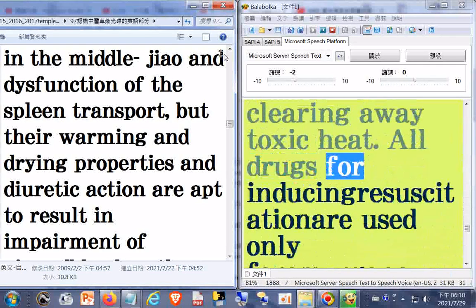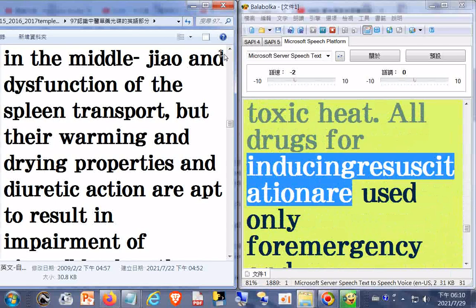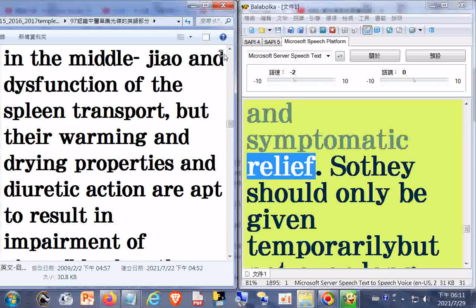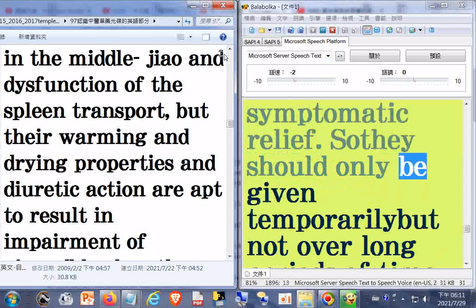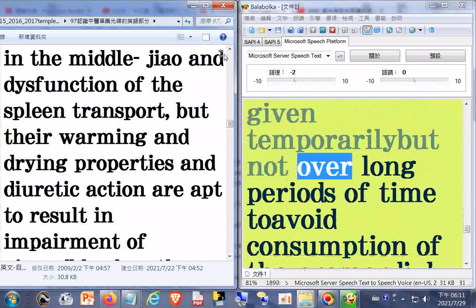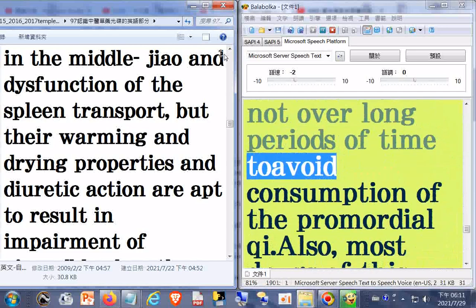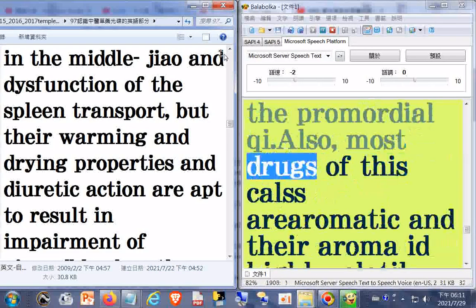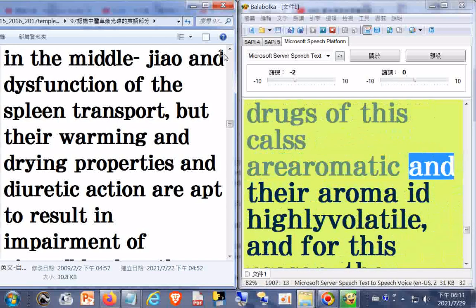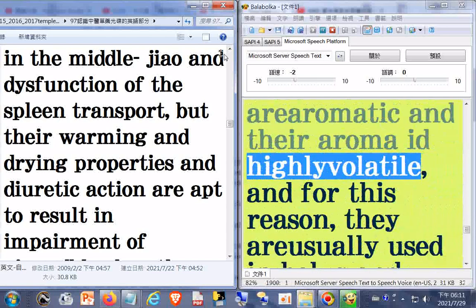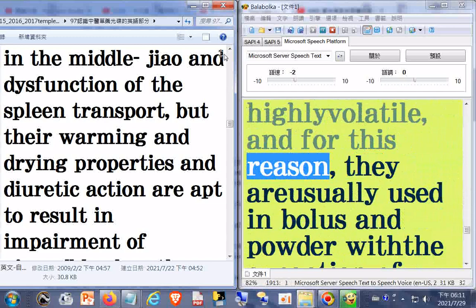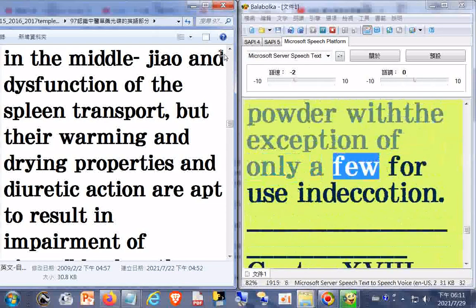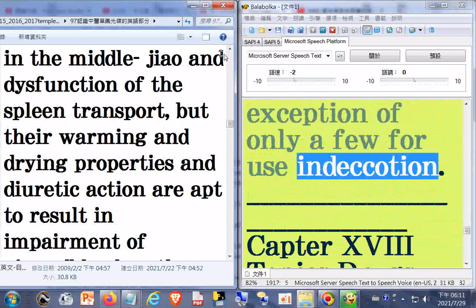All drugs for inducing resuscitation are used only for emergency and symptomatic relief. So they should only be given temporarily, but not over long periods of time, to avoid consumption of the primordial qi. Also, most drugs of this class are aromatic and their aroma is highly volatile, and for this reason, they are usually used in bolus and powder, with exception of only a few for use in decoction.